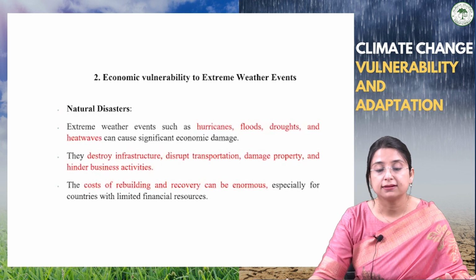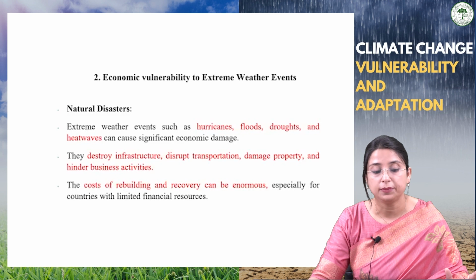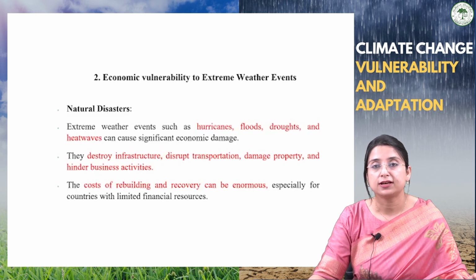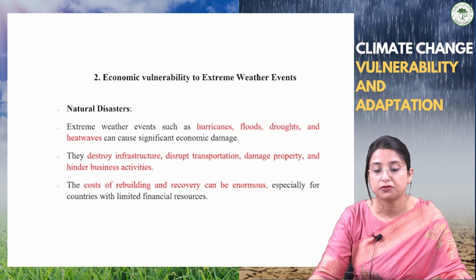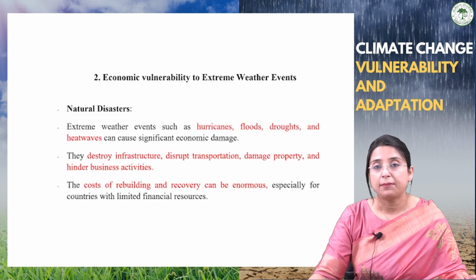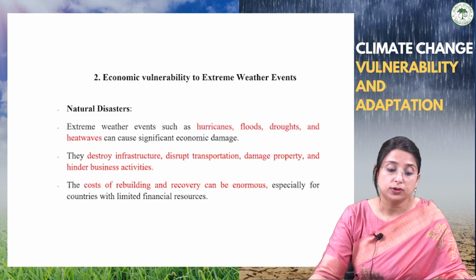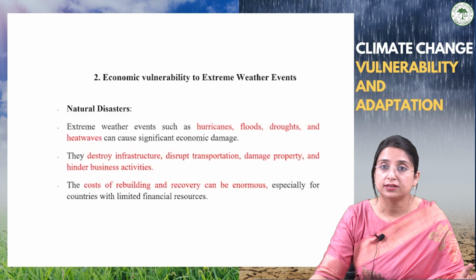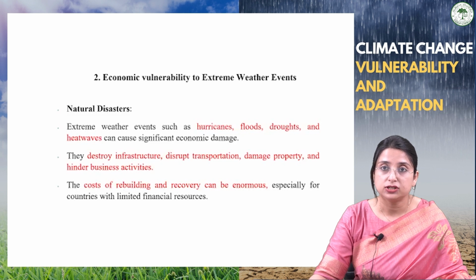There may be certain natural disasters through the climatic changes, like hurricanes, floods, droughts and heat waves, that can cause severe economic changes. These changes may be brought through the destruction of infrastructure, roads, bridges, and transportation networks, which will disrupt transportation, damage property, and may also hinder business activities. So these are the extreme weather events, and this is how they are damaging particular sectors of the economy.